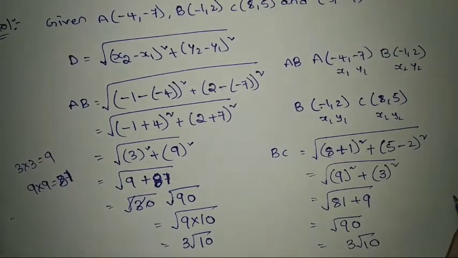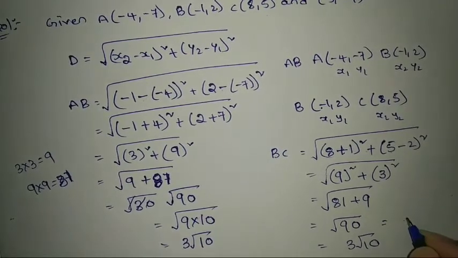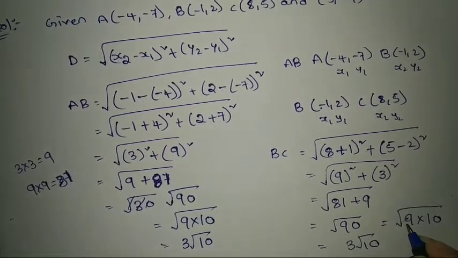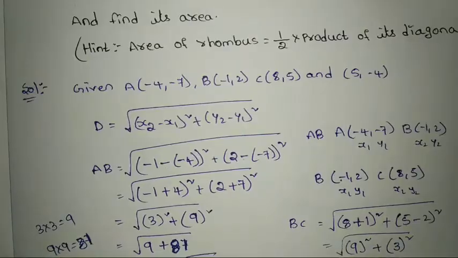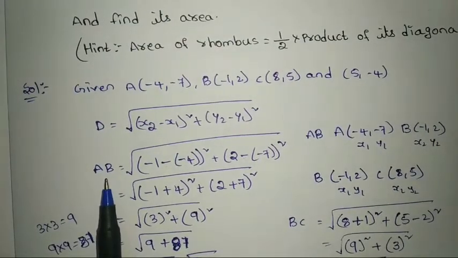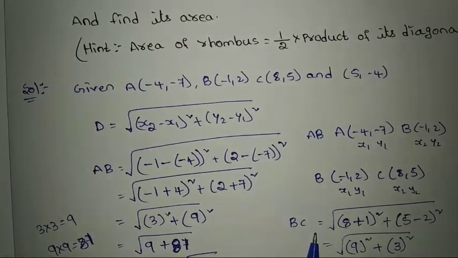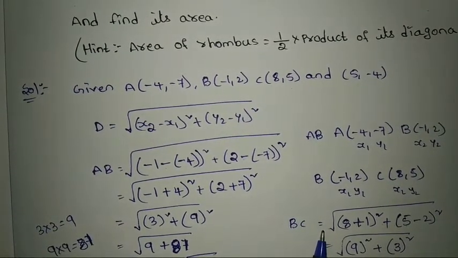Okay, 90 is equal to 9 into 10. Root 9 value is 3 and root 10. Okay, we have found AB distance and BC distance. Next we have to find CD distance and AC distance.